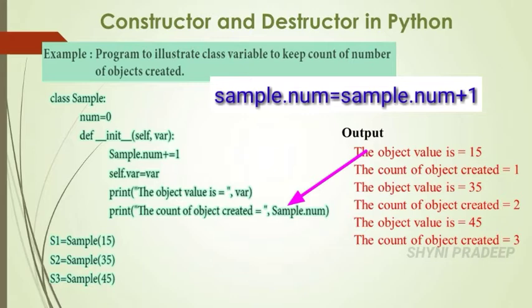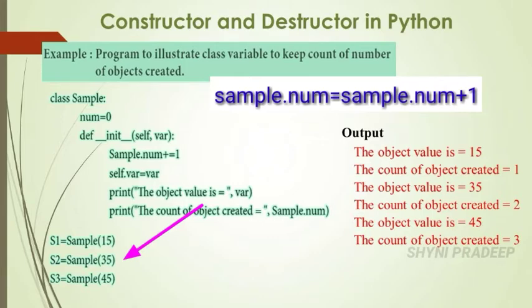So if you want to access the num value, you have to write the class name and variable name with the dot operator. Here three objects are created: s1, s2, s3. So s1 is equal to sample. Sample is the class name and one value is passed, that is 15. The value 15 is for the variable var. var is equal to 15.